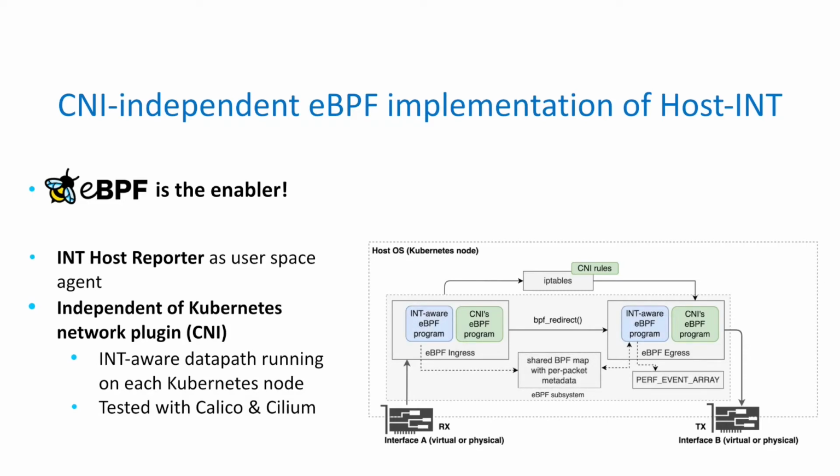We implement two eBPF programs, one for the ingress hook and one for the egress hook. The egress program sends a per-packet data plane report to the user space using the BPF perf event array. And in the user space, we implement another component called INT host reporter that listens to the events from the data plane, generates INT reports based on the received information, and streams the INT reports to the INT collector. The Host-INT prototype implements an INT-aware data path on each of the Kubernetes nodes. We designed Host-INT to be independent of the Kubernetes network plugin being used, and so far we have tested Host-INT with two Kubernetes CNIs, Calico and Cilium.